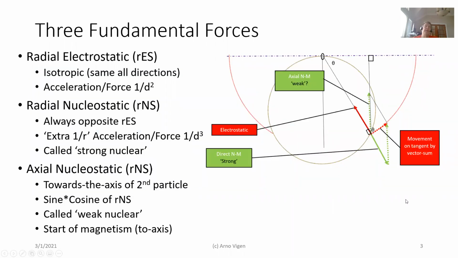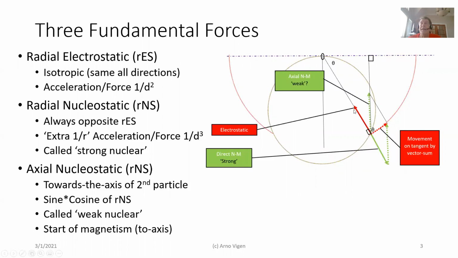Now, there are three fundamental forces. The first is radial electrostatic. That is isotropic, which is a fancy name for the same in all directions, and its acceleration or force is 1 over distance squared. This is shown by the red arrow here. So if you have an electron out here, it's pulled by the opposites attract rule and like kind repel. The protons in the nucleus versus the electron are opposite. Minus times plus means it's going to have distance getting smaller, attraction.